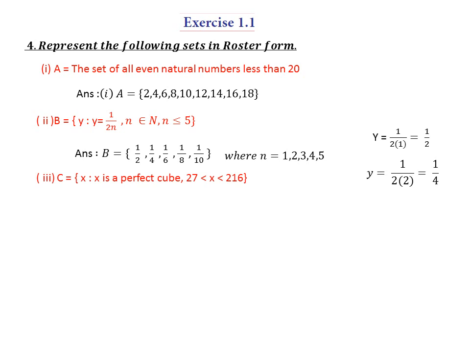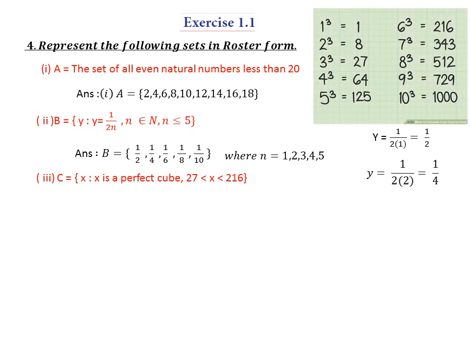Here they given C is equal to the set of all x such that x is a perfect cube. The condition is 27 less than x less than 216. You are studying that perfect cube, perfect squares from the 8th standard. Already studied in 8th standard. Have given up to 10 perfect cubes. So 1 cube 1, 2 cube 8, 3 cube 27, 4 cube 64, 5 cube 125.